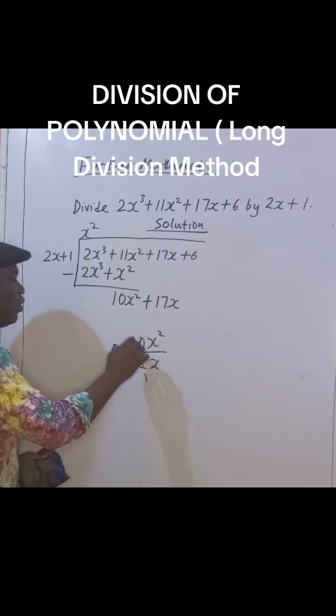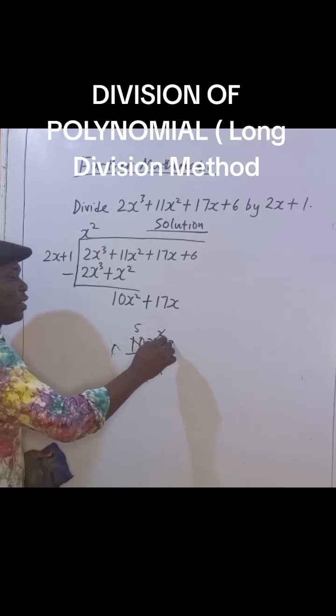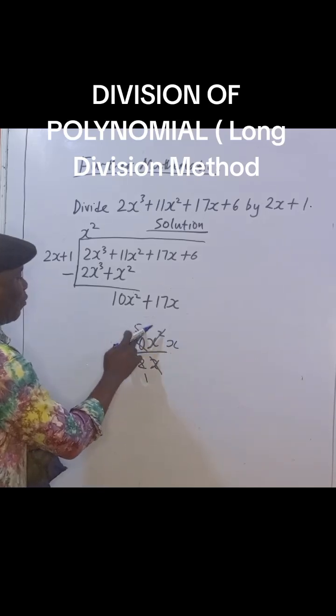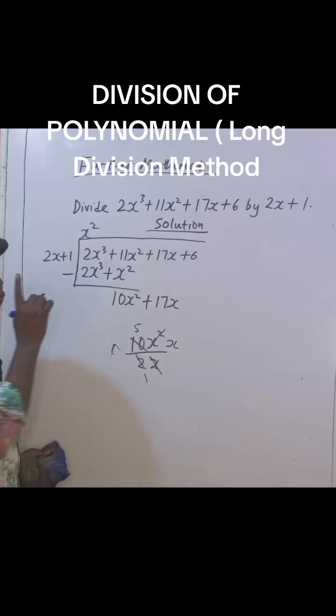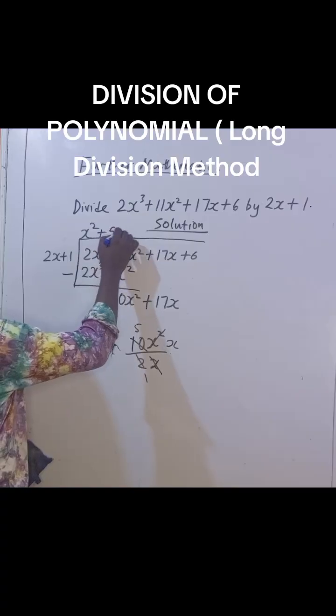2 here 1, 2 here give you 5. This single x divided by this, it remains single x. So what do you have up here? 5x. 5x is what you have. But that 5x is plus 5x. So you have plus 5x.